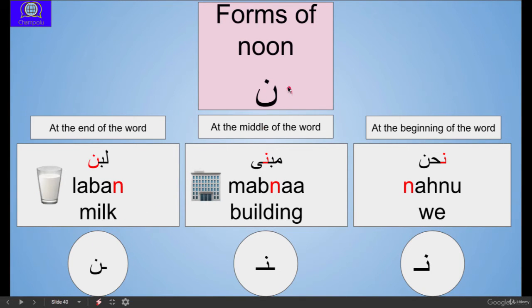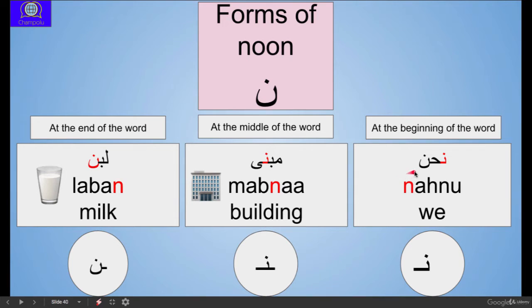Moving on to the letter noon, which corresponds to the n sound for the letter N in English, and you'll find that it also has a number of different forms. This is how it looks when it is separate, and this is how it looks when it's in the beginning of the word. So this is the initial form, and this is the medial form, and this is the final form.